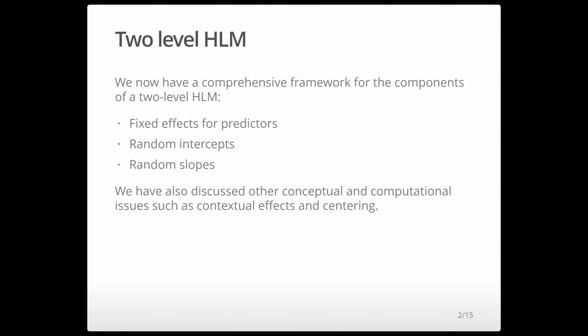So we now have a comprehensive framework to think about all the components of a two-level hierarchical model, and these include fixed effects for predictors, as well as random slopes and intercepts. We've also discussed other conceptual and computational issues like contextual effects and centering.